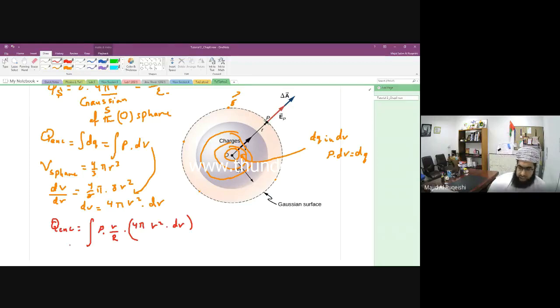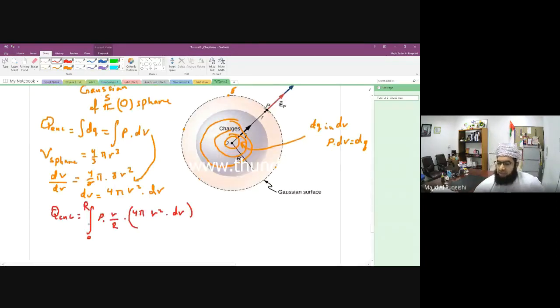Okay. So in this case, we know that the original sphere starts from 0 up to our capital R. So we'll take it from 0 to capital R. Why is that? Because I want to sum all Q enclosed. Are these Q's enclosed? Yes, they are enclosed by the Gaussian surface.